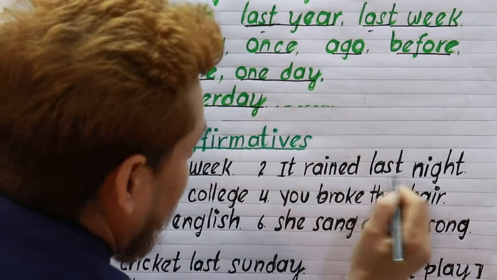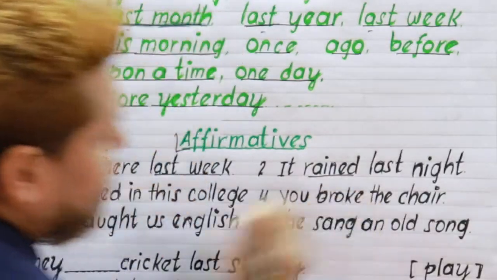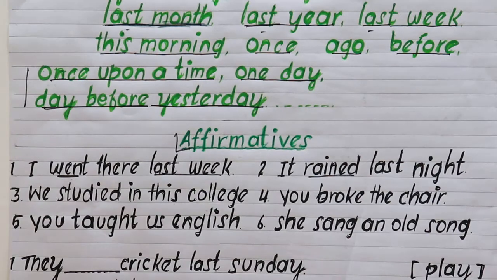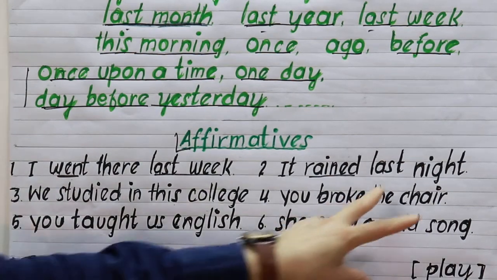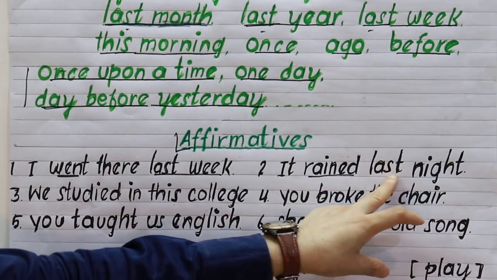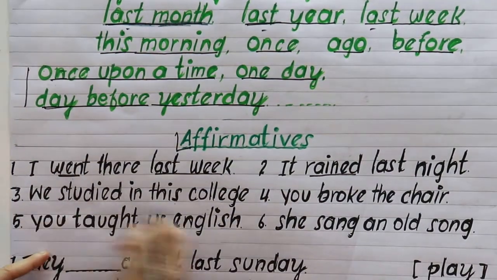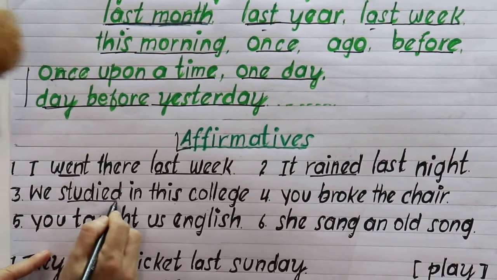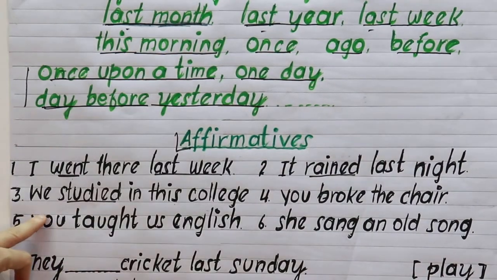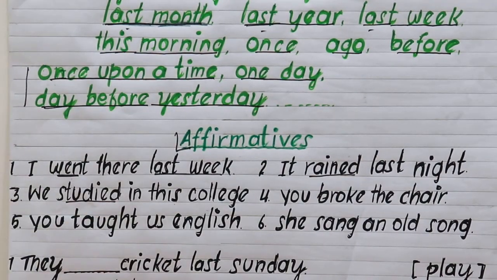It rained last night. कल रात बारिश हुई थी. So rain, बारिश होना, rained, बारिश हुई थी. कब की बात हो रही है? कल रात, last night. It means past tense, right? Third number, we studied in this college. हम लोग इस कॉलेज में पढ़ते थे, या हमने इस कॉलेज में पढ़ा. We studied in this college, right?